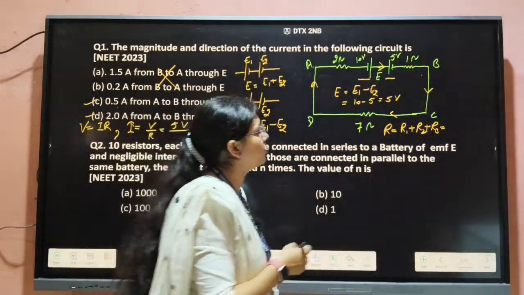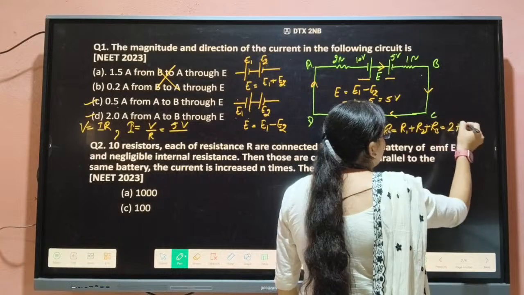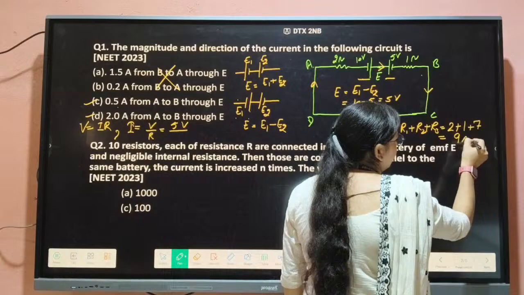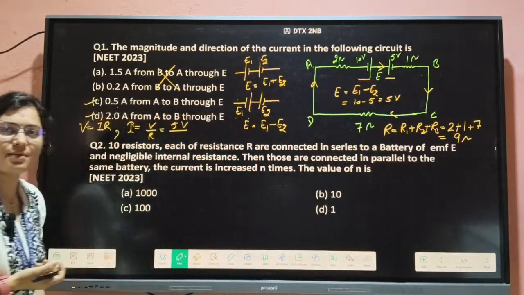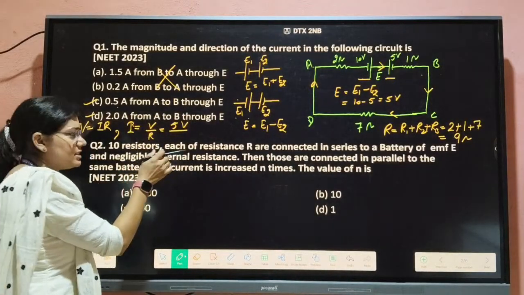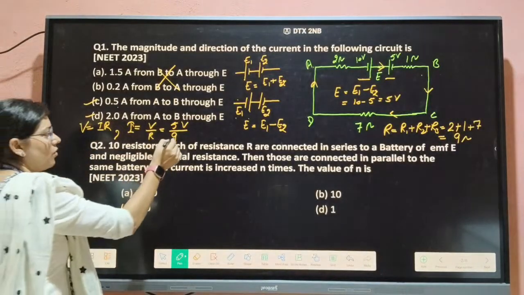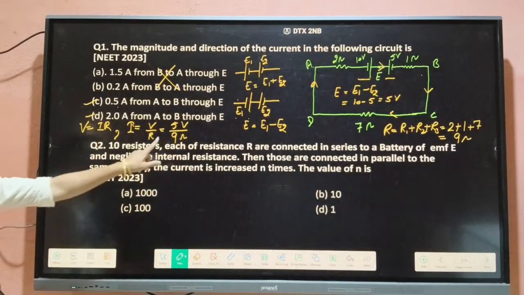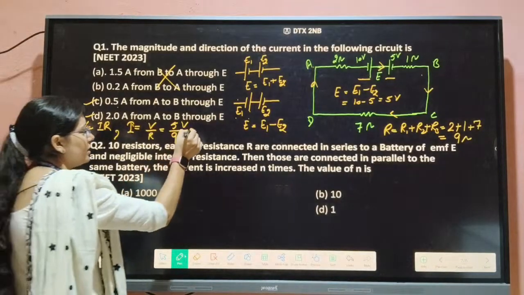As we put in the values, we can write 2 ohm plus 1 ohm plus 7 ohm, which is 9 ohm. So the equivalent resistance came out to be 9 ohm. We put in the equivalent resistance value, 9. 5 volt divided by 9 ohm. Clear? As we solve this, which answer will be there?